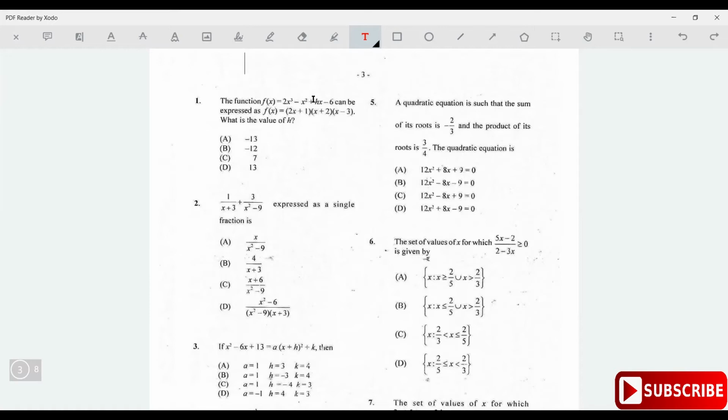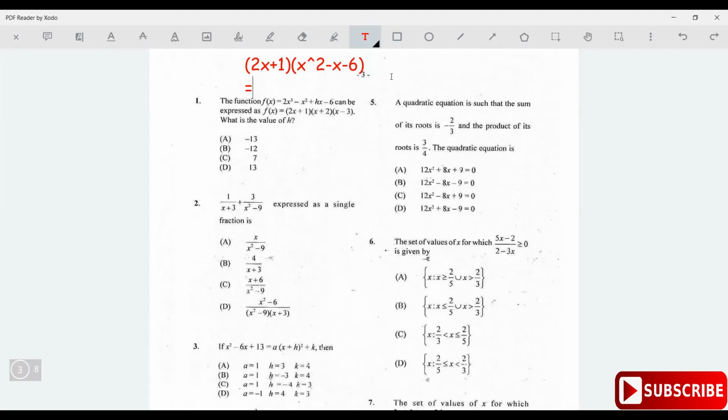What we can do is just expand this. So I'm going to write that this is now 2x plus 1 multiplied by x plus 2 times x minus 3, that is x squared minus x minus 6. That's what you get when you expand x plus 2 times x minus 3. Then we just need to expand this one more time. And so we'll work this out.